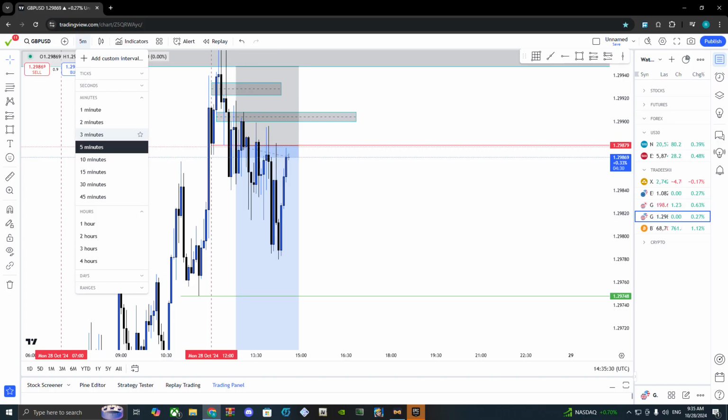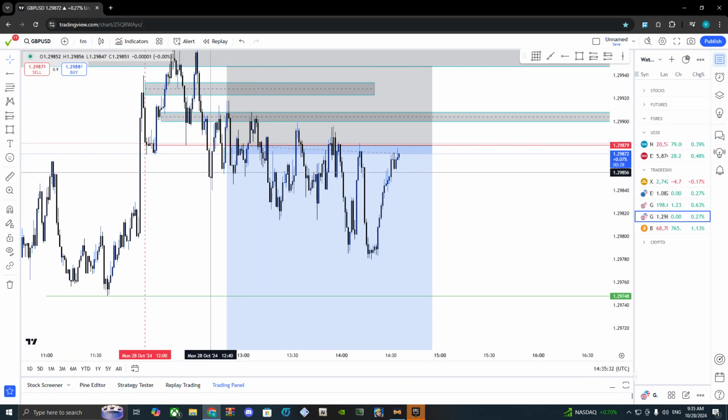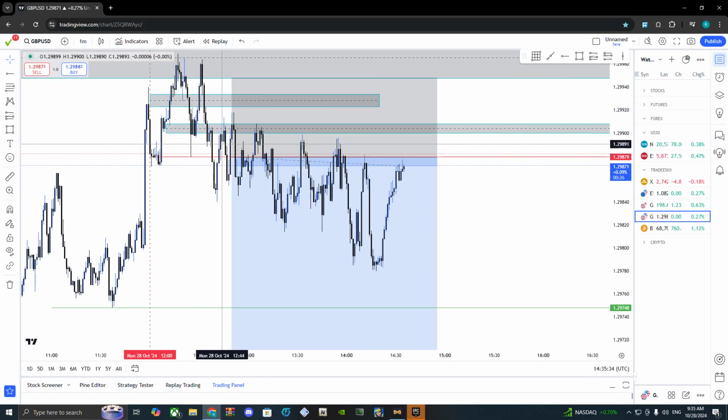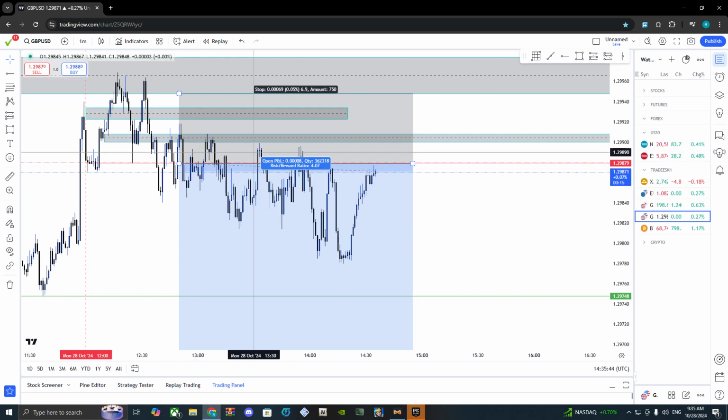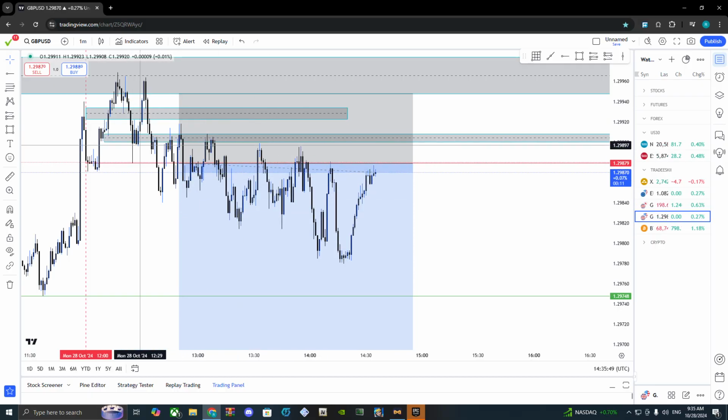Marked out this 5-minute imbalance, scaled into the 1 minute. As you can see, we broke structure with that 5-minute imbalance in the 1 minute. So that's where I took my short position right there after the break of structure from the 5-minute imbalance. And when I took this trade, price was chopping around when I entered right here at 1247.